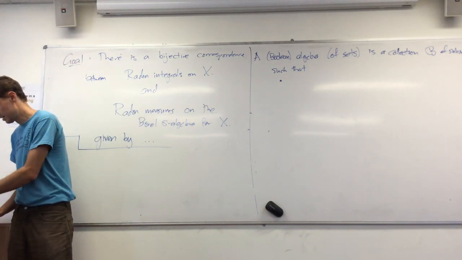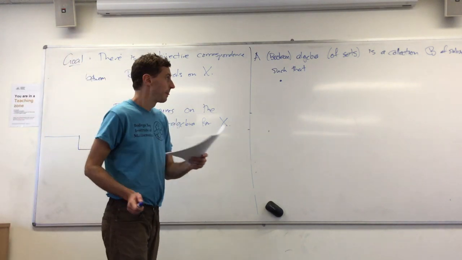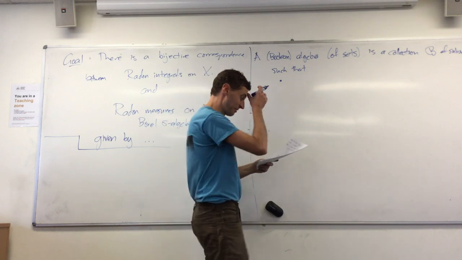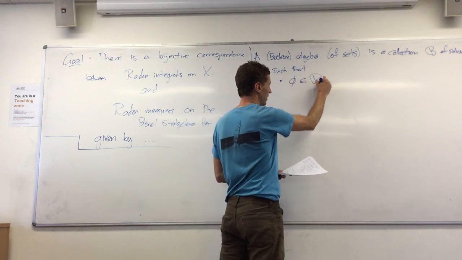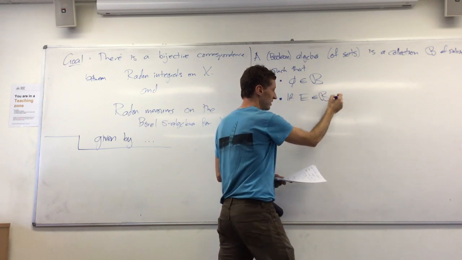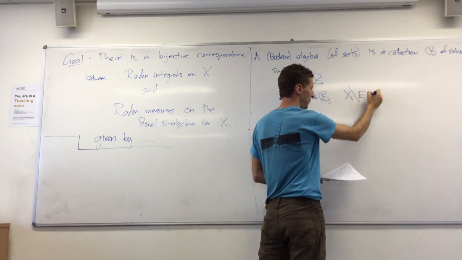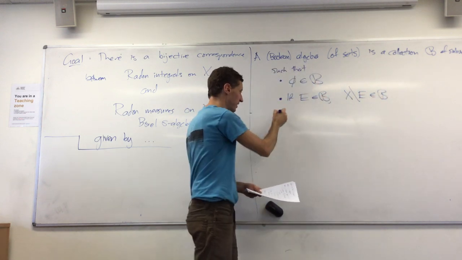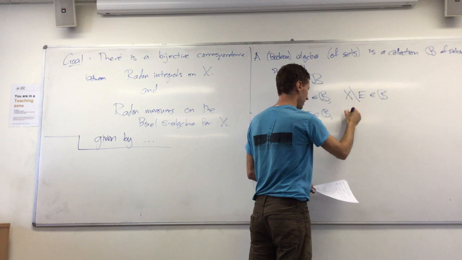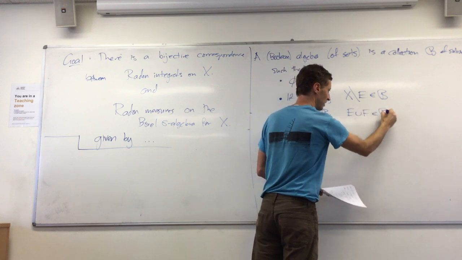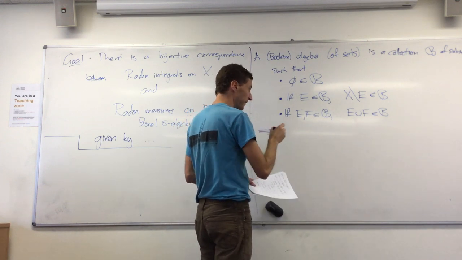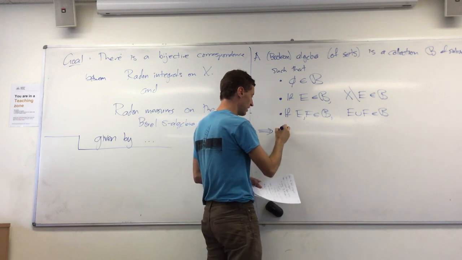What else? Countable unions of sets. Well, actually, countable is going to come later when we talk about sigma algebras. For these Boolean algebras, we just want finite things. So we want the empty set in there. If E is in B, we always want complements of sets in the algebra to be in there. And then if you've got two sets in there, then their union is in there.